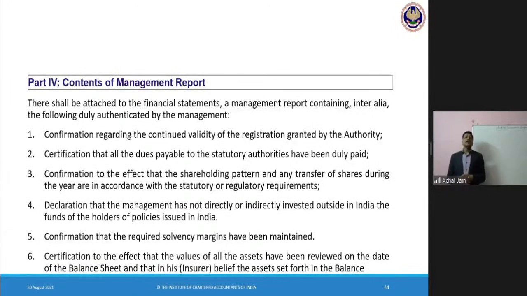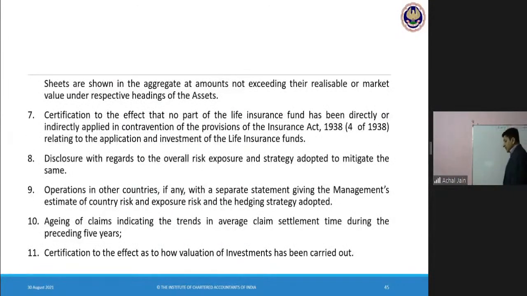maintained. Certification to the fact that values of all the assets have been reviewed on the date of balance sheet, and that in his belief the assets set forth in the balance sheet are shown in the aggregate at an amount not exceeding their realizable or market values. Now this is important. Why is this important? Because this will not only help in the solvency assessment, this will also help to assess about the impairment requirements. Yes or no?